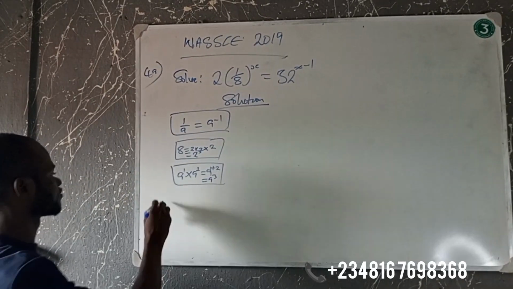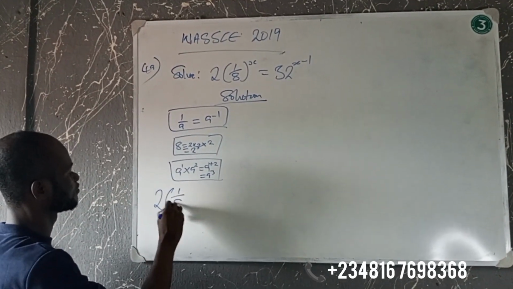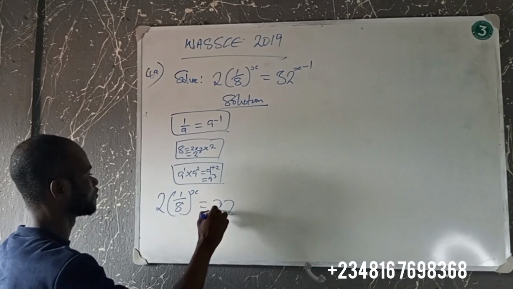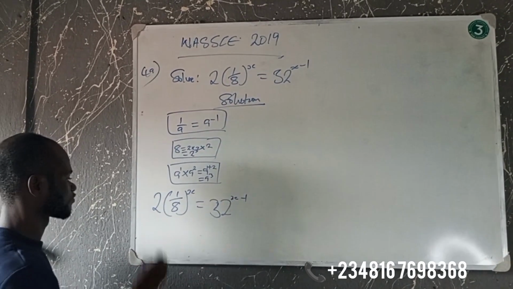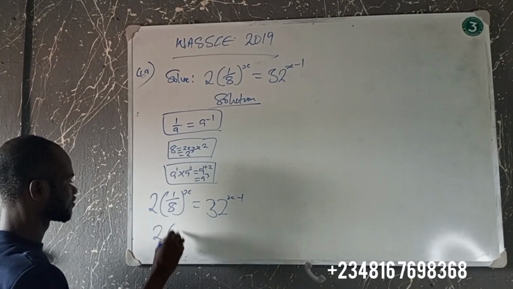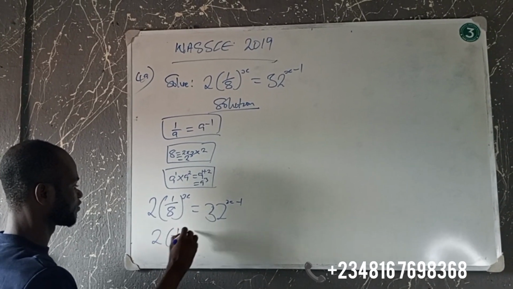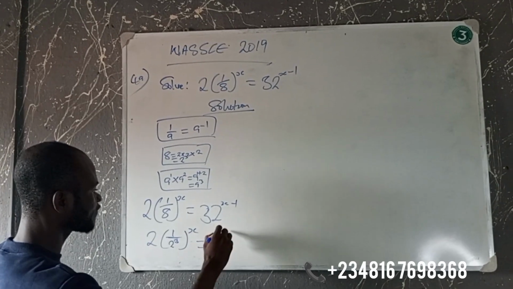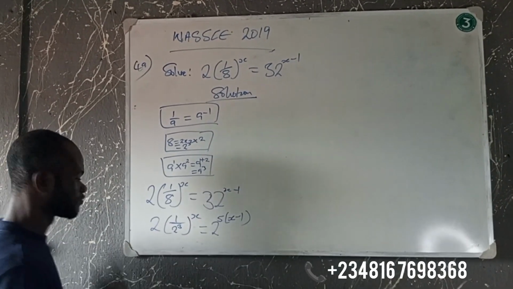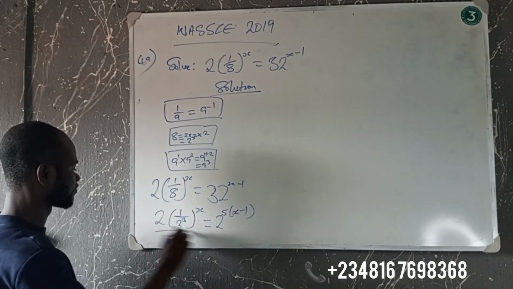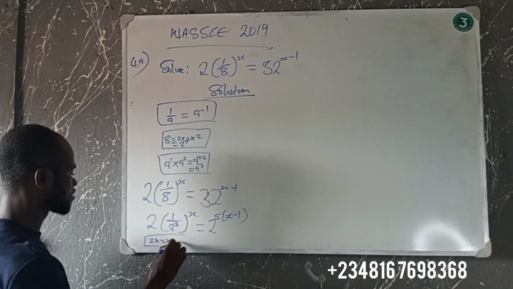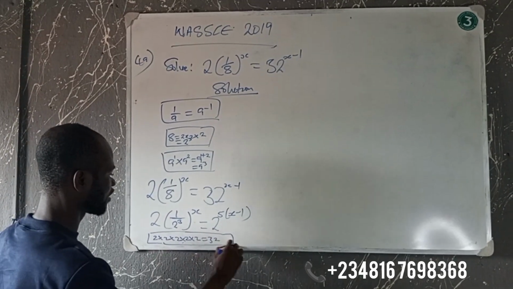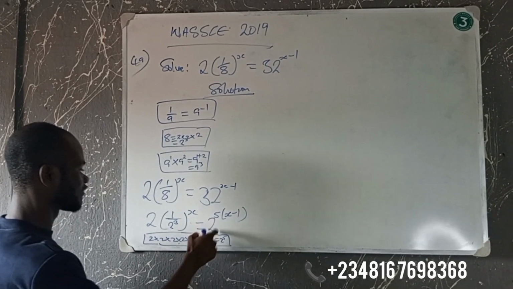So back to the question, we have this equal to 32 to the power s minus 1. Then let's remember this: 1 over 2 raised to power 3 raised to power this equals 2 raised to power 5. Going through that, 2 times 2 times 2 times 2 times 2 equals 32, and this is the same thing as 2 raised to power 5. So I have to reduce this to this.